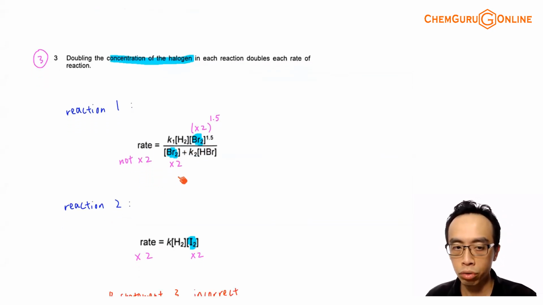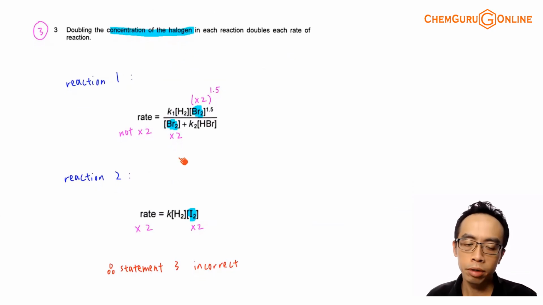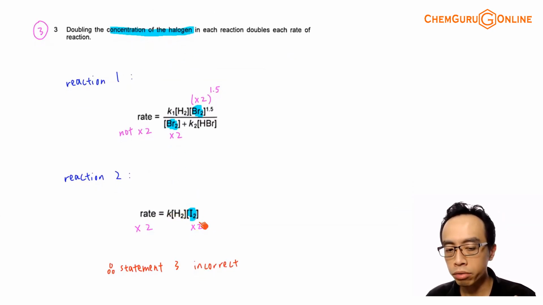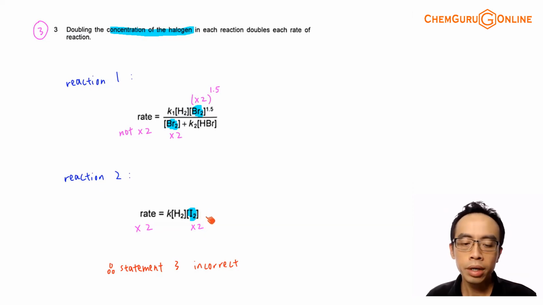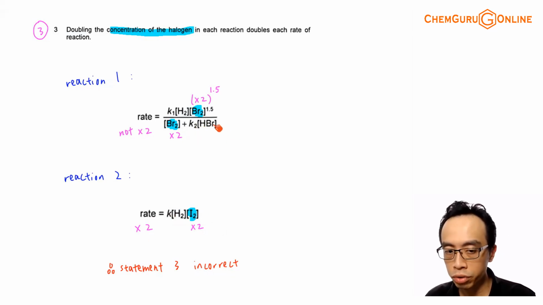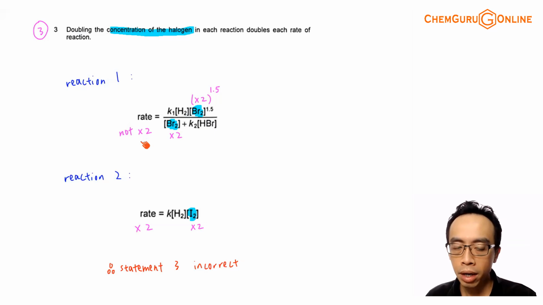But involving reaction 2, we are able to verify this because it is a lot simpler. The rate equation is a lot easier to interpret. When I double the concentration for I2, so this is first order with respect to I2, double I2 concentration, this will mean that the rate of the reaction will double. So reaction number 2, this is true. Double concentration, double rate. Reaction 1, it is not true. Double concentration, the rate doesn't double. This means that statement number 3 is wrong. Statement number 3 is incorrect.